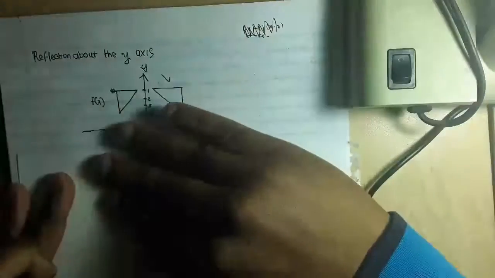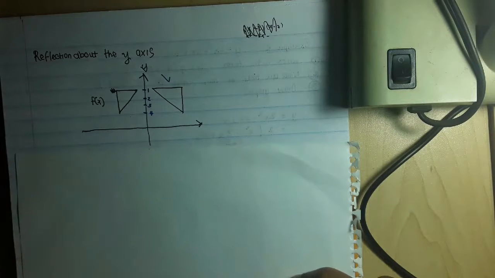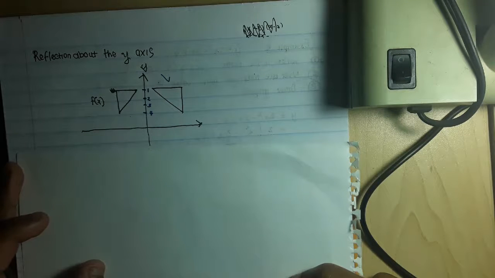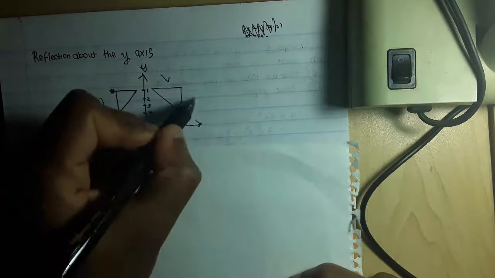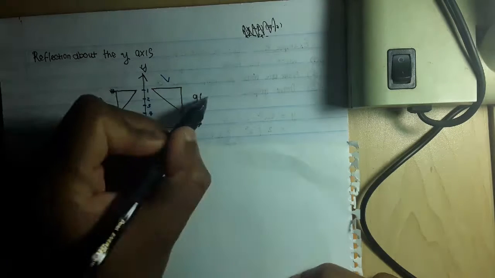On the x-axis we had to mirror it about the x-axis, but on the y-axis we need to mirror it about the y-axis. So now we'll do as we did in the reflection about the x-axis analysis. We'll first look at the effect on the x coordinate, and then the effect on the y coordinate. We'll define this newly reflected graph about the y-axis as g of x.